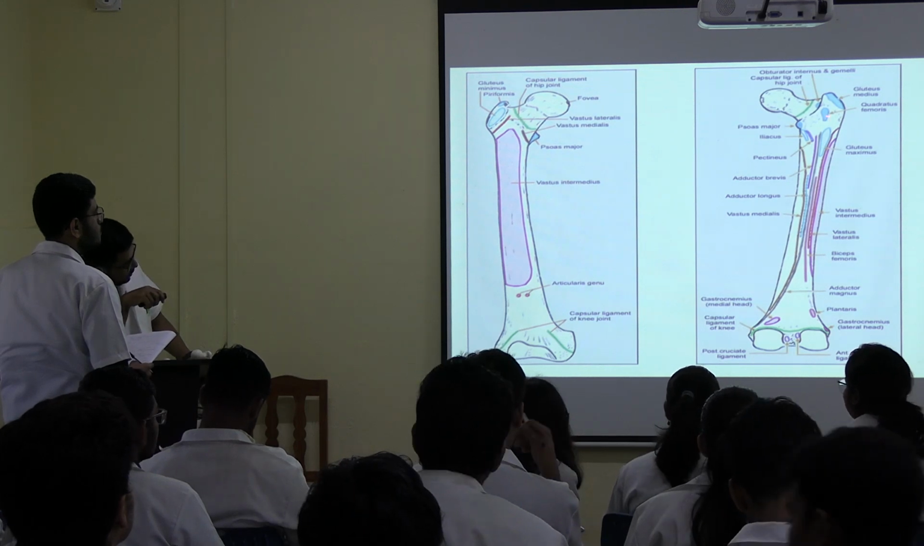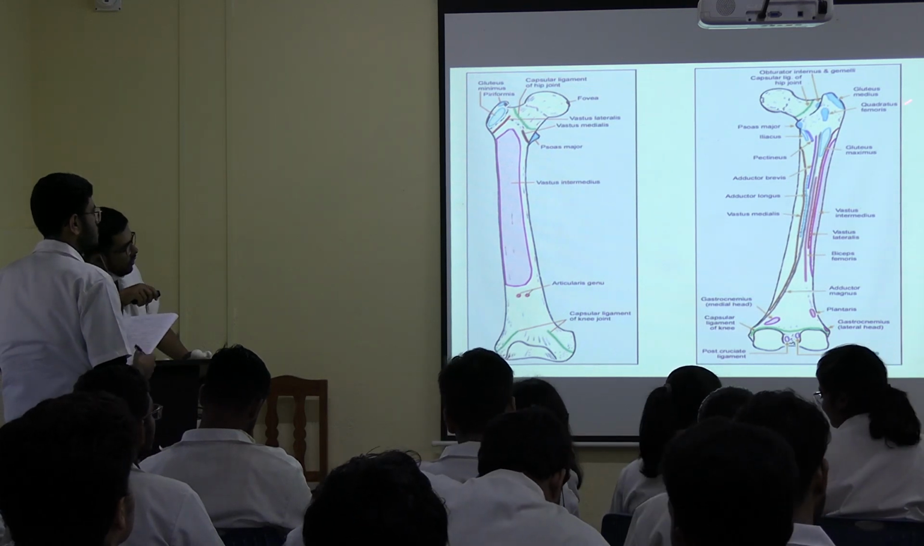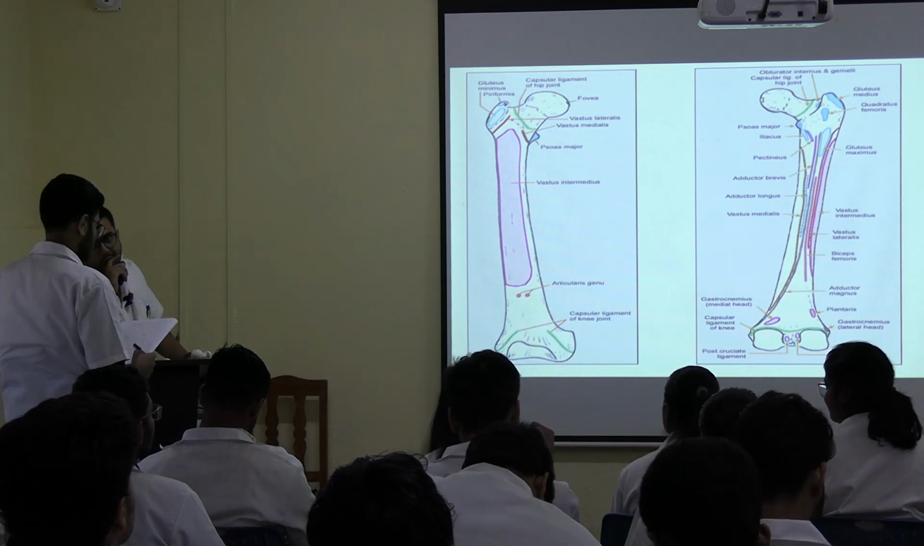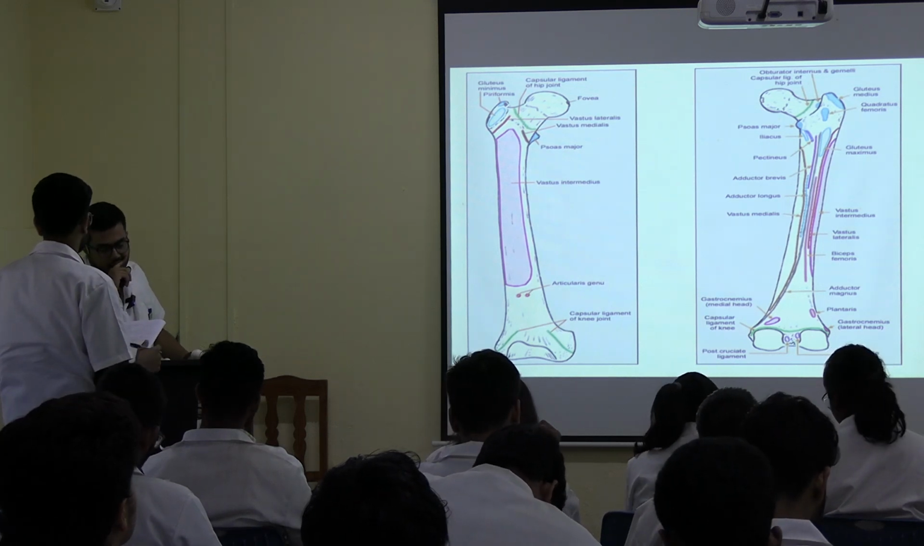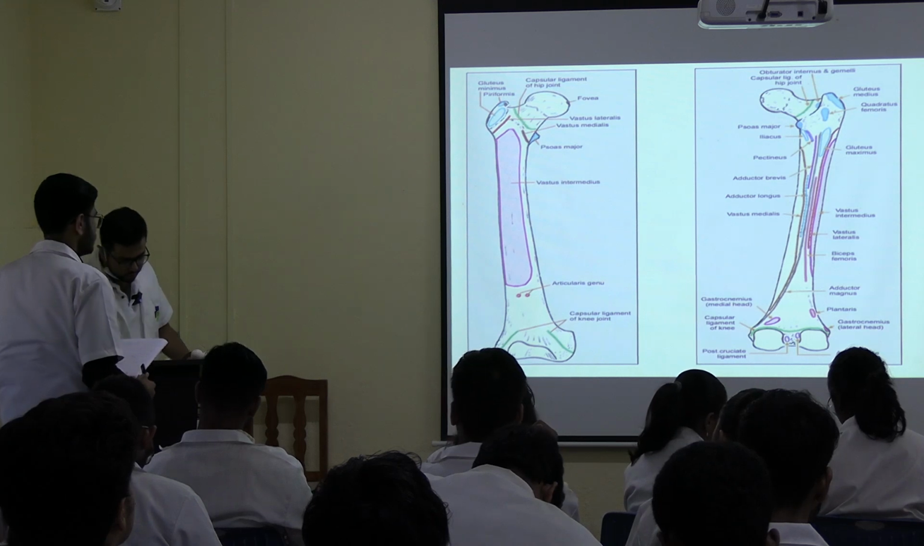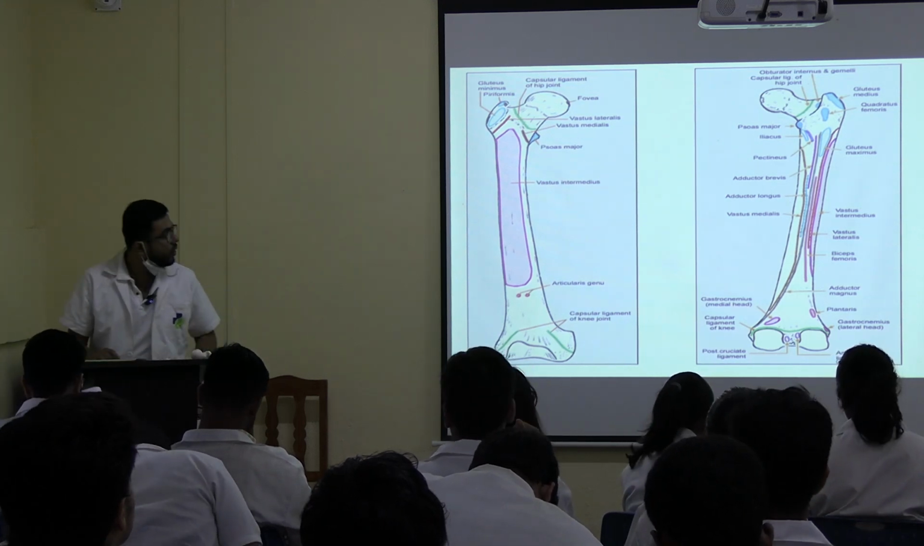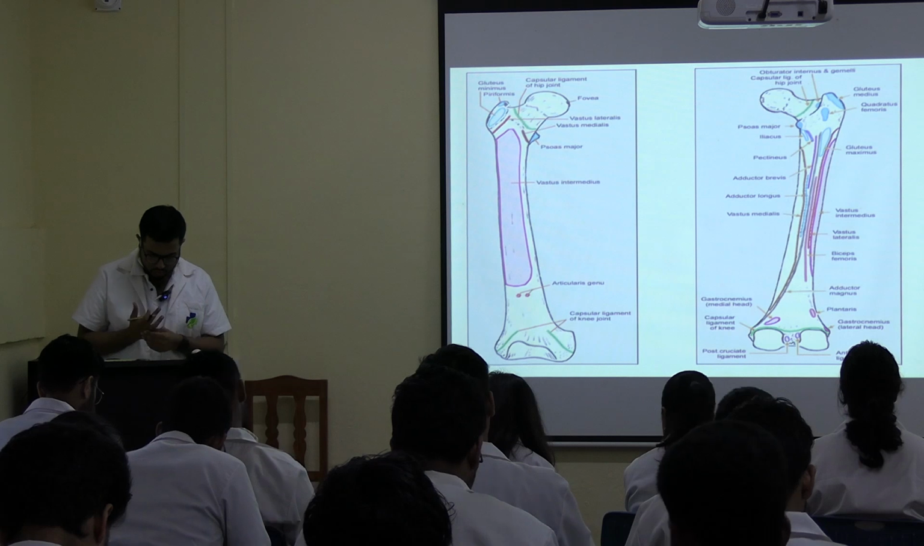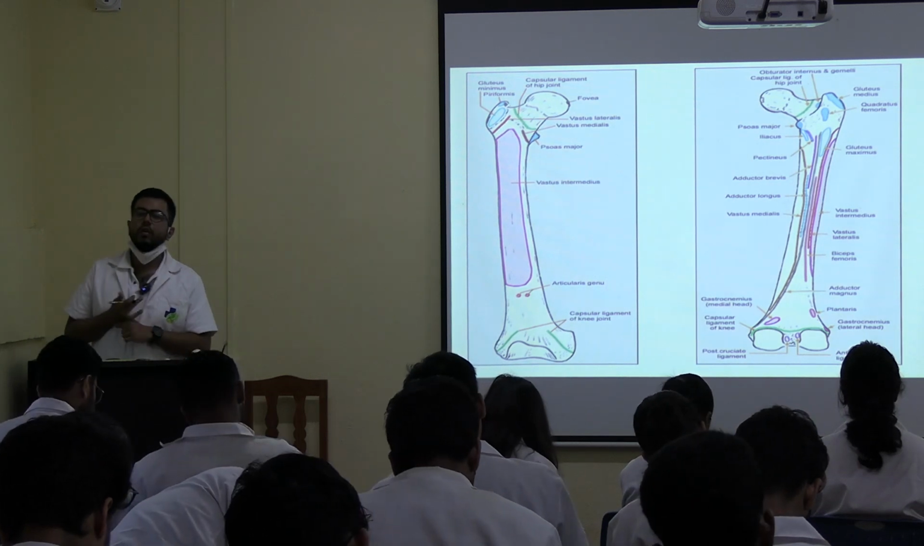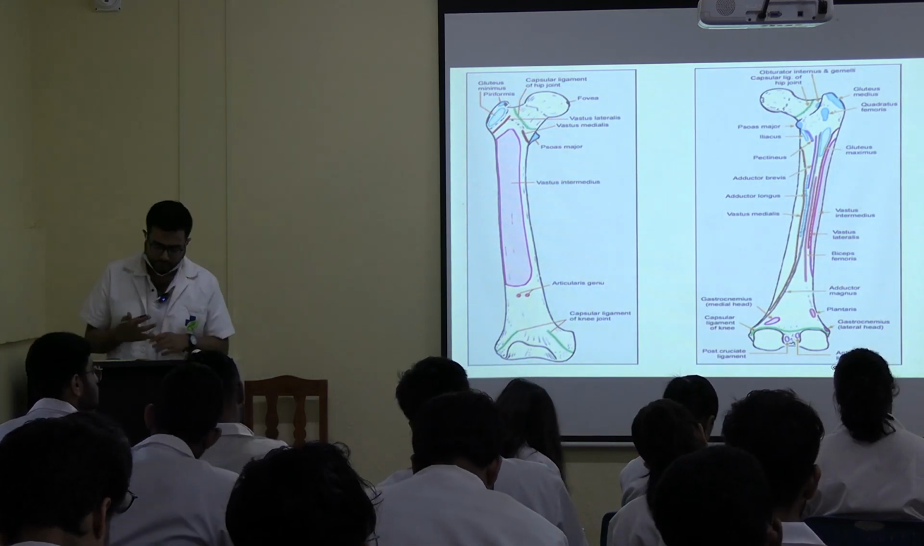So, according to the name only, okay? Quadratus femoris. Quadrate tubercle. Okay. Take it. Sit down. Quadratus femoris. Next one. Quadratus femoris is attached on the quadrate tubercle.